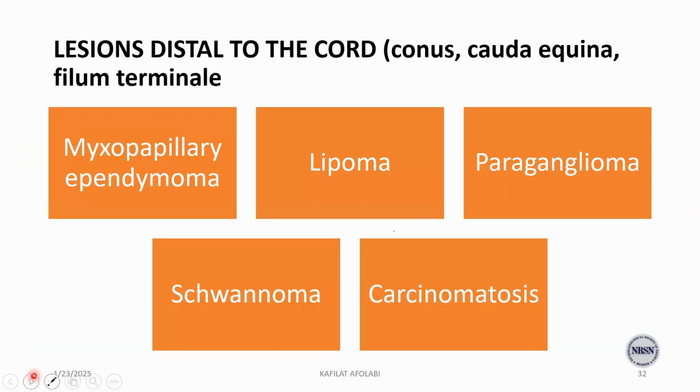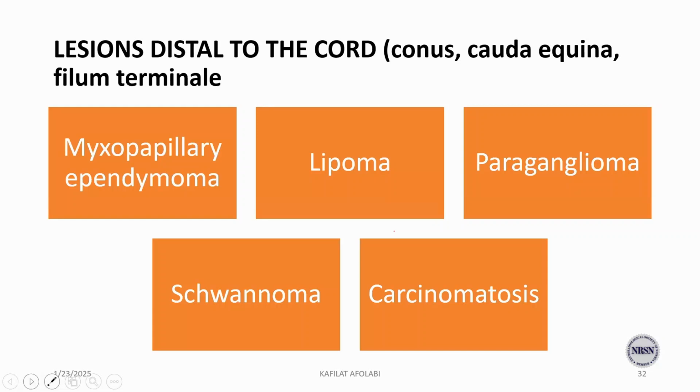Okay, so besides all these lesions that we talked about, which are extradural, intradural extramedullary, and intramedullary, there are also lesions distal to the cord. The most common in this group is myxopapillary ependymoma, and it accounts for most of the tumors related to the conus, cauda equina, and filum terminale. It shares similar imaging features with the ependymoma we have discussed earlier, except that it is seen in an older age group, in their 50s to 60s, and it hemorrhages much more than the classical ependymoma that is intramedullary.